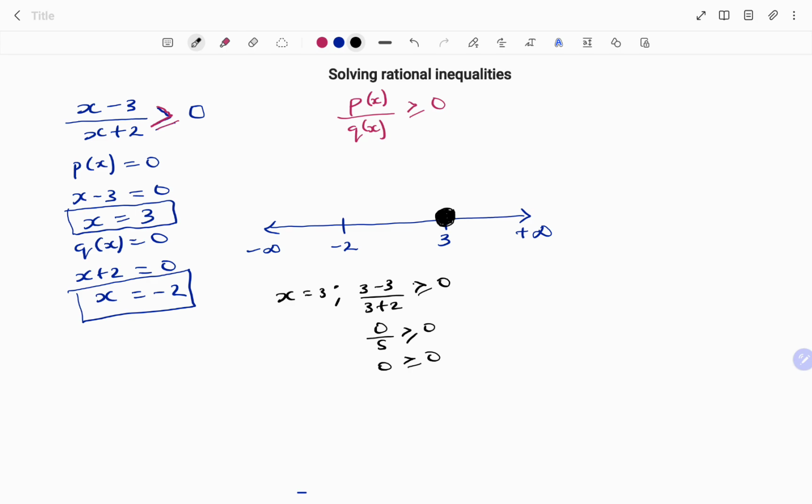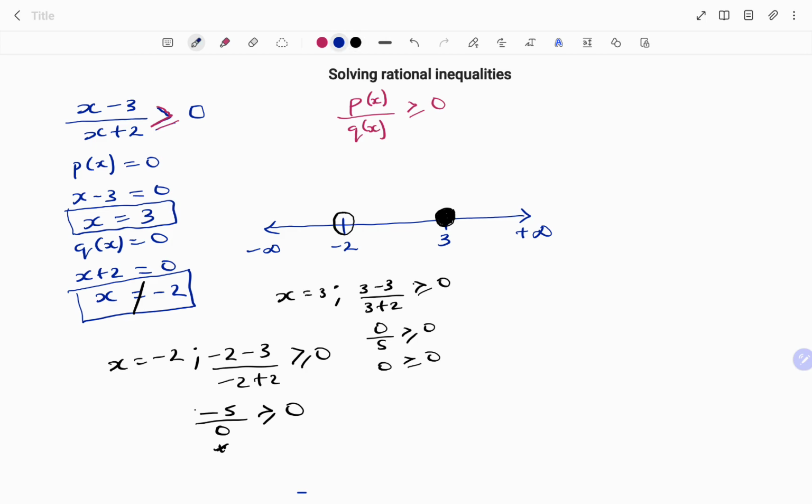Let's test the next point. We have x equals minus 2, and if we slot that back into the inequality, we have minus 2 minus 3 over minus 2 plus 2 greater than or equal to 0. But this is minus 5 over 0. If we put minus 5 divided by 0 in our calculator, this is undefined. So therefore, x cannot equal minus 2, and we are going to have an open circle on the point minus 2.